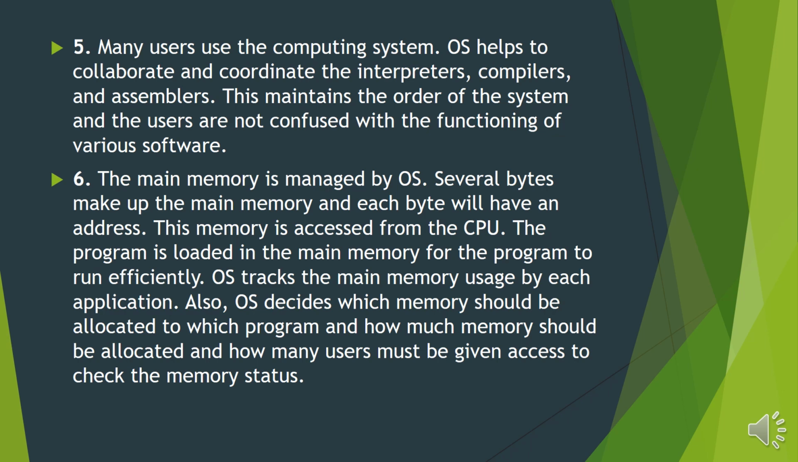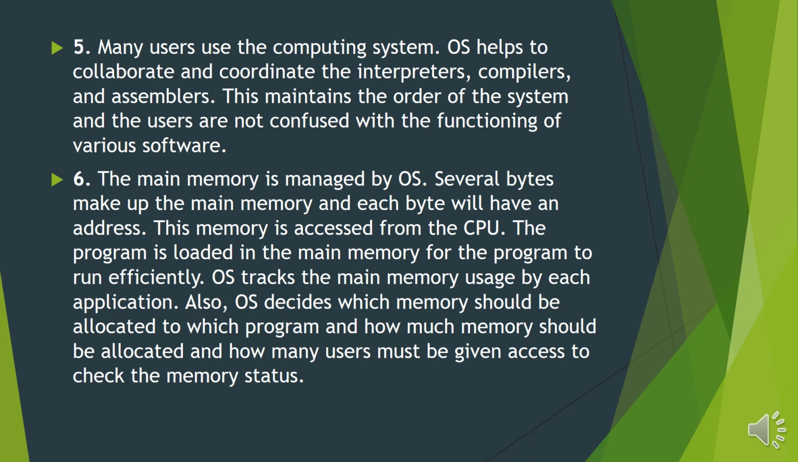The main memory is managed by the operating system. Several bytes make up the main memory and each byte has an address. This memory is accessed from the CPU. The program is loaded in the main memory for the program to run efficiently. The operating system tracks the main memory usage by each application.